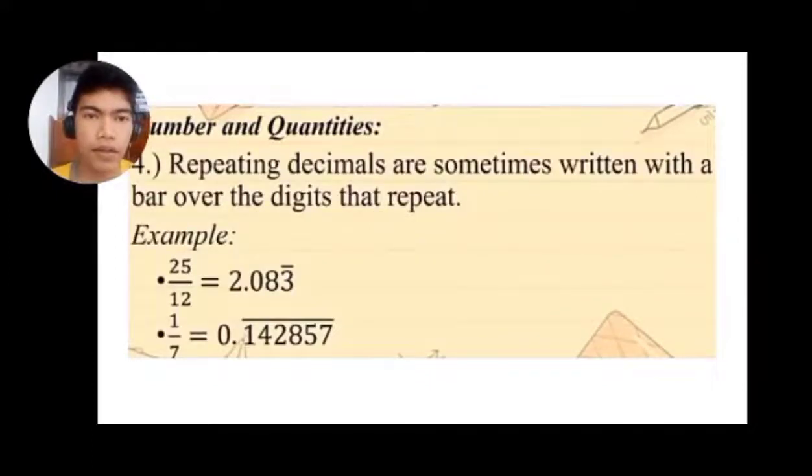Number 4, repeating decimals are sometimes written with a bar over the digits that repeat. Example, 25 divided by 12 equals 2.083. Yung may guhit po, may bar sa taas ng 3. Tapos, 1 divided by 7 is equal to 0.142857. Yan pong bar sa taas ng 142857. Yan po yung sinasabing bar over the digits.